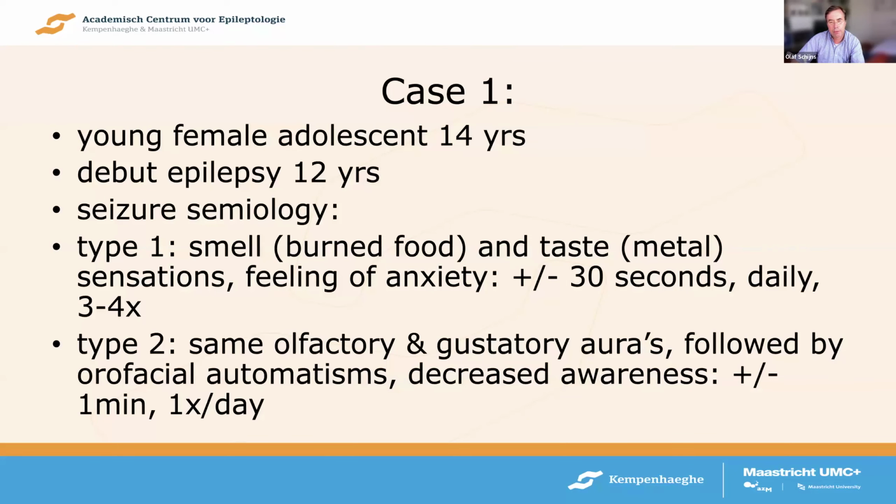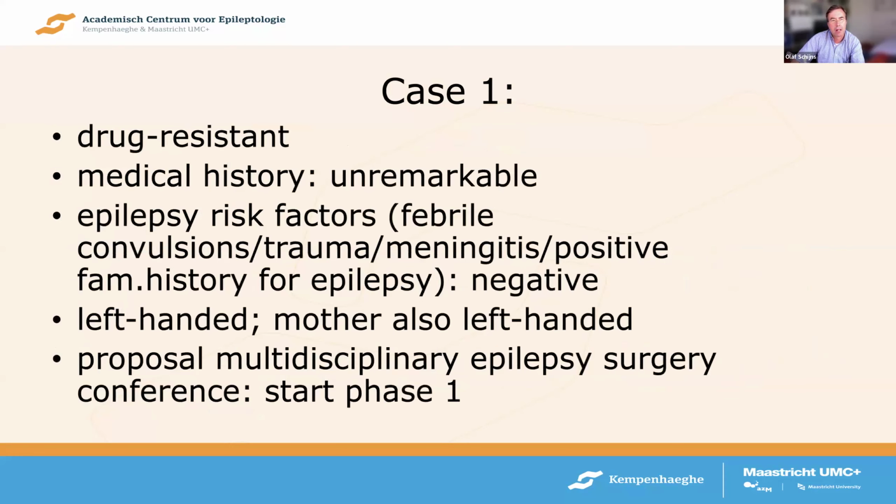And then she had a second type. She had the same olfactory, but also gustatory auras, followed by orofacial automatisms and a decreased awareness. These seizures took 1 minute, and she had that more or less once a day. The epilepsy of this patient was drug resistant. Her medical history was unremarkable, and we always ask for epilepsy risk factors like febrile convulsions, trauma, meningitis, or a positive family history for epilepsy. Everything was negative in this case.